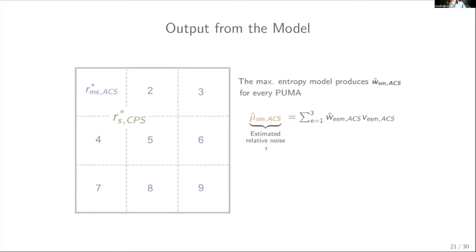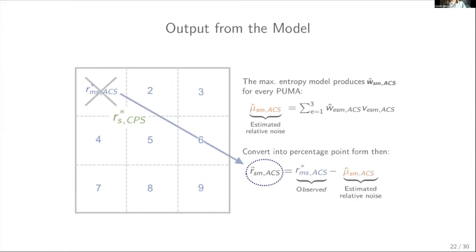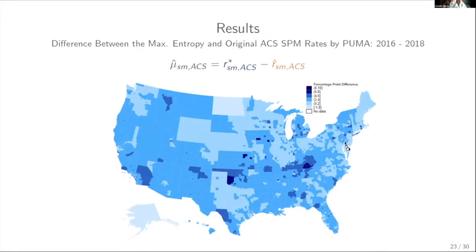So what's coming out of the model? I'm getting estimated weights for my support space, and I can use them to estimate the relative noise. I can then convert that relative noise into its percentage point form and subtract it from the supplemental poverty rate that is observed in the American Community Survey. When I do that, I get a refined supplemental poverty rate. What does that look like across the states? Well, the difference, that estimated refinement, what I'm calling mu hat, is shown in this map.